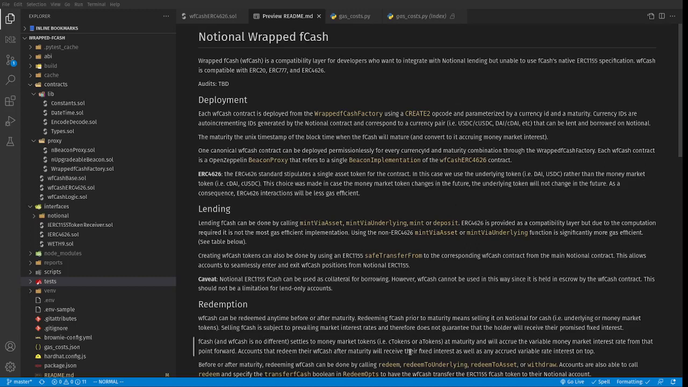Hi everyone. Today we're going to talk about Notional wrapped fCash. Wrapped fCash is a compatibility layer for developers who want to integrate with Notional lending, but are unable to use the ERC1155 standard. So wrapped fCash works with ERC20, ERC777, and the newer ERC4626. We'll get into the mechanics of how wrapped fCash works, but quickly, I want to first review what fCash is and how Notional works at a high level.